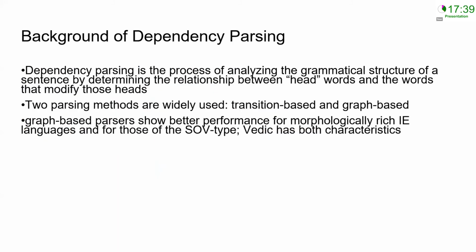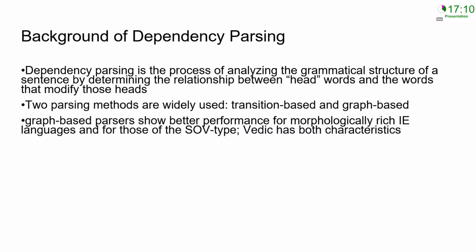Regarding the background of dependency parsing, generally speaking, dependency parsing is the process of analyzing the grammatical structure of a sentence by determining the relationship between the head words and the words that modify those heads. So basically, we are building a tree structure. There are two parsing methods widely used nowadays. The first is the transition-based version, and the second one is the graph-based version.